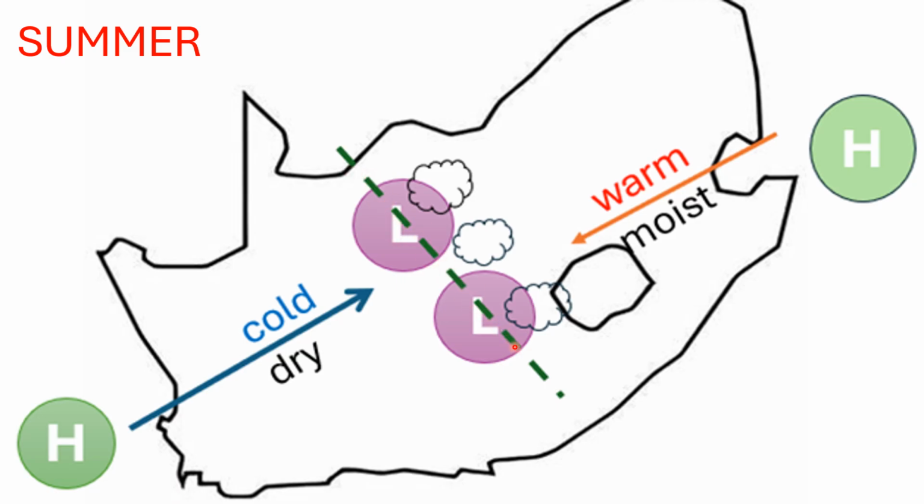Bearing in mind that a front is a boundary of separation between cold and warm air, in this case, the green line represents the moisture front, which additionally to the cold and the warm air being separated, also separates the dry and the moist air that have come off our respective oceans.